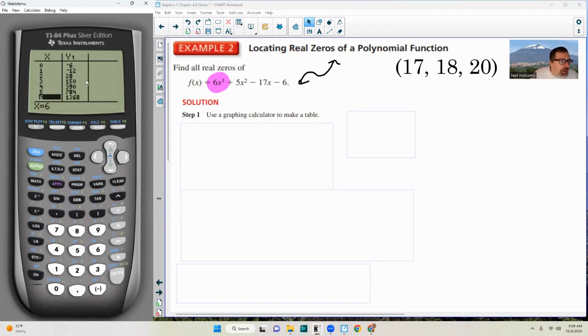What I want to point out here is when I plugged 0 in, I got a negative. When I plugged 1 in, I got a negative. When I plugged 2 in, I got a positive. Ding, ding, ding. I went from negative to positive. So there is a 0 between 1 and 2. Okay, that is the first thing that I notice. So using the location principle, I have a 0 between 1 and 2.